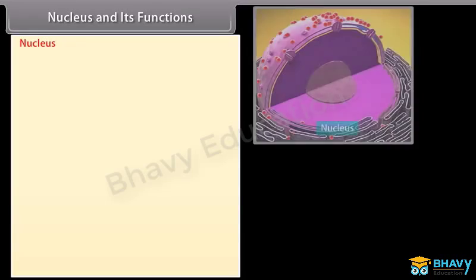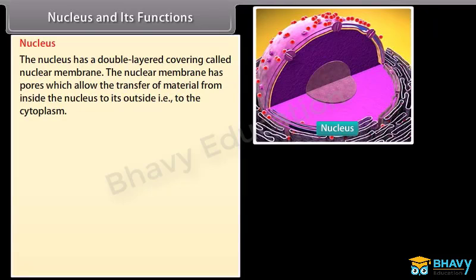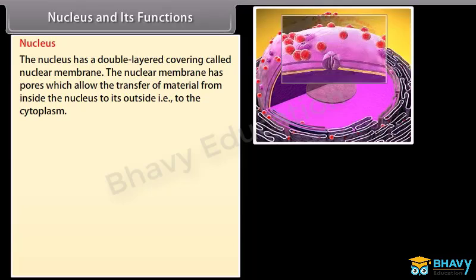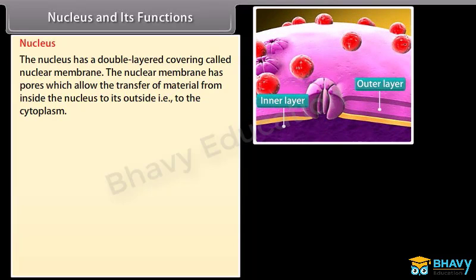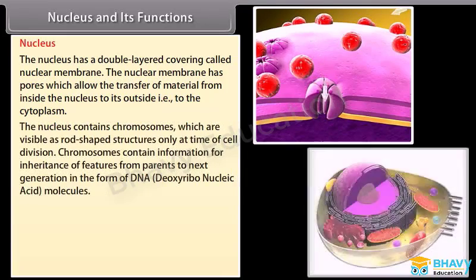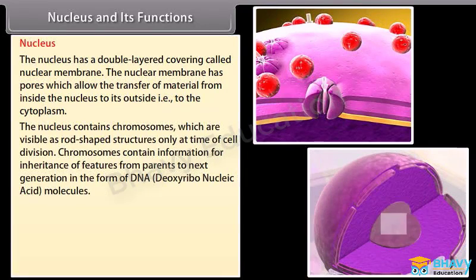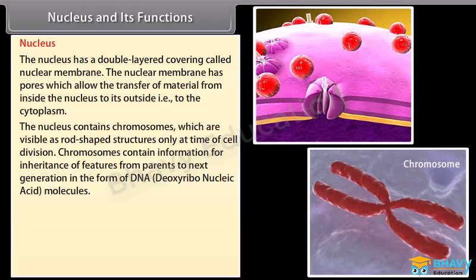Nucleus and its functions. The nucleus has a double-layered covering called nuclear membrane. The nuclear membrane has pores which allow the transfer of material from inside the nucleus to its outside, that is, to the cytoplasm. The nucleus contains chromosomes, which are visible as rod-shaped structures only at the time of cell division.